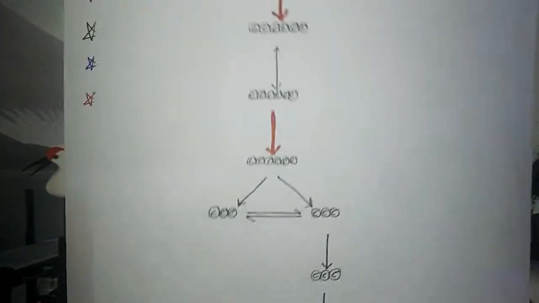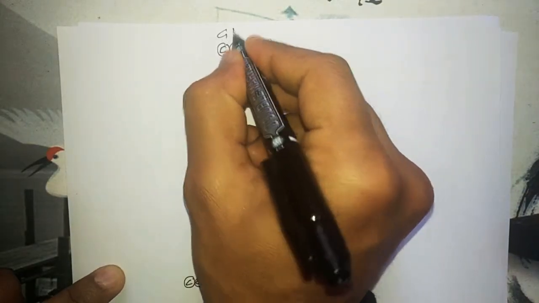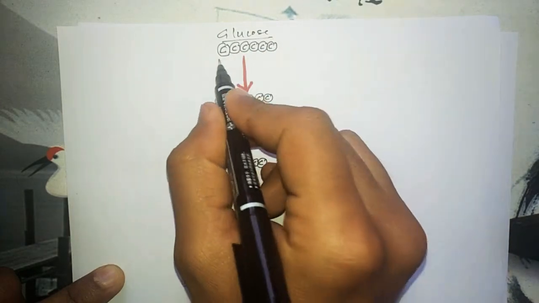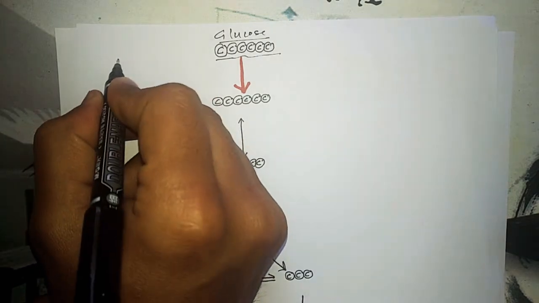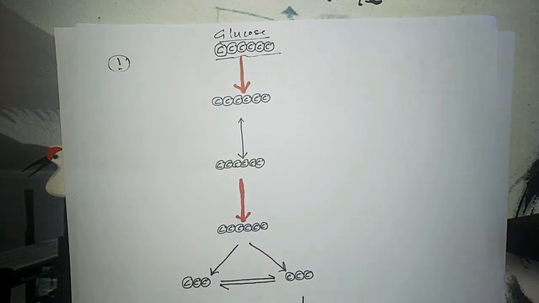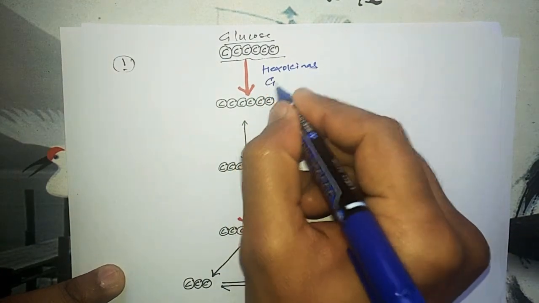The first step of glycolysis is phosphorylation of glucose. I have already drawn the 6 carbons here in order to help you better understand how it is going to be phosphorylated. This will be our first step, and in the first step there is phosphorylation of glucose in the presence of the enzymes named hexokinase and glucokinase.